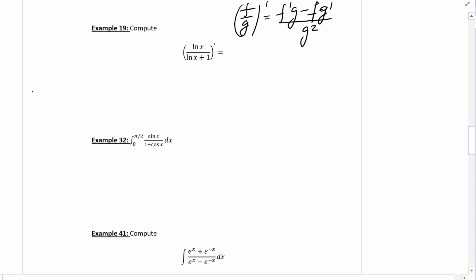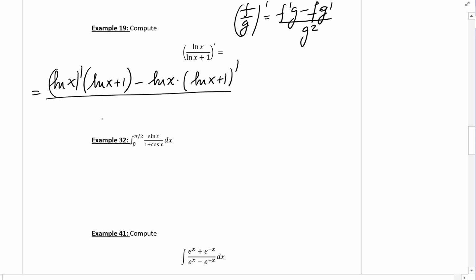So in our case, it's going to be ln of x prime times ln of x plus 1 minus ln of x times ln of x plus 1 prime, everything over ln of x plus 1 squared.